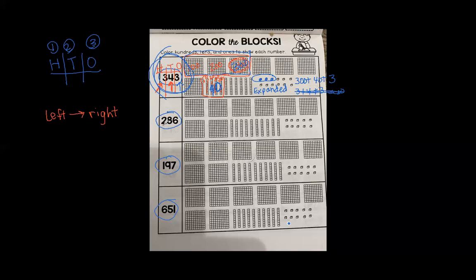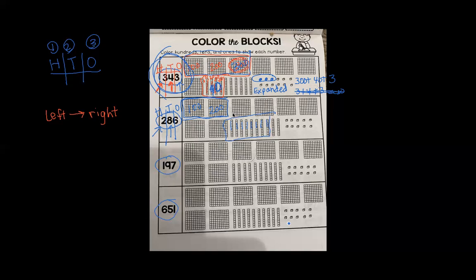The next number we have is 286 in standard form. We have two groups of 100. We have eight groups of 10 and six groups of ones. So I'm going to count up to the value of 200. 100, 200. That's the value of the hundreds place. Eight tens. So let's count. 1, 2, 3, 4, 5, 6, 7, 8. So I have 8 tens.